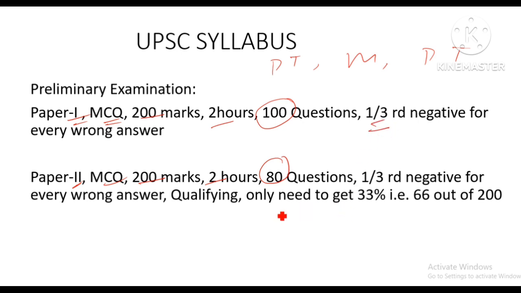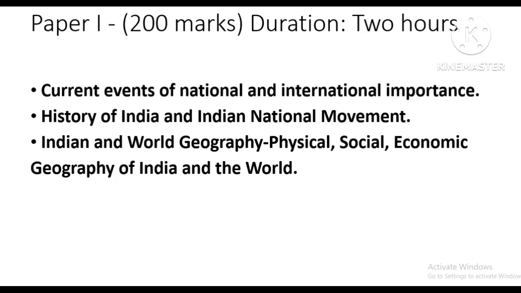The difference between paper 1 and paper 2 of the prelims is that paper 2 is just qualifying. You just have to score 33%, that is about 67 out of 200. You have to remember that. And in paper 1, what is the breakdown of the paper? That is a 200 marks paper. You know that 2 hours will be given to write the exam.